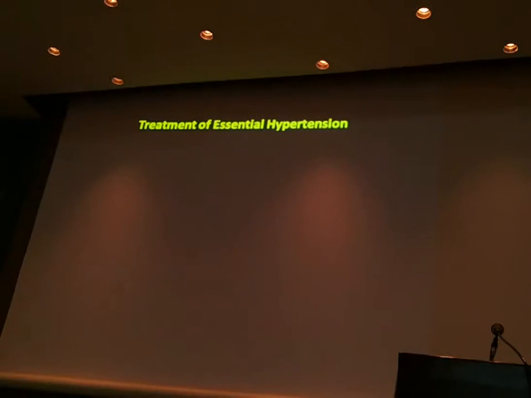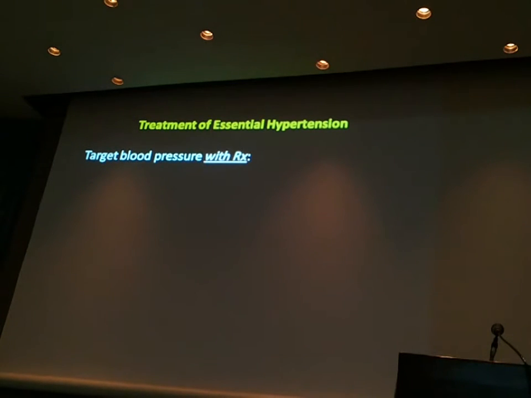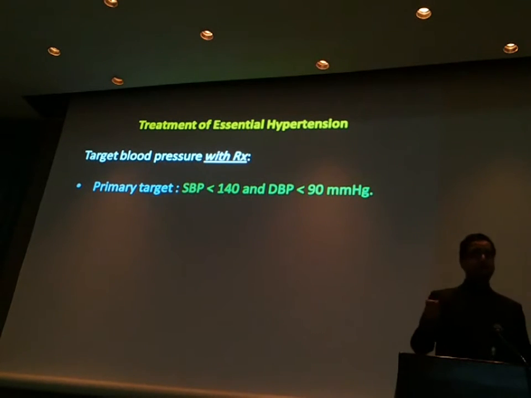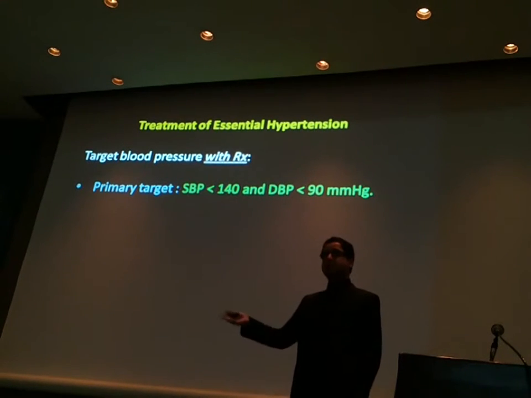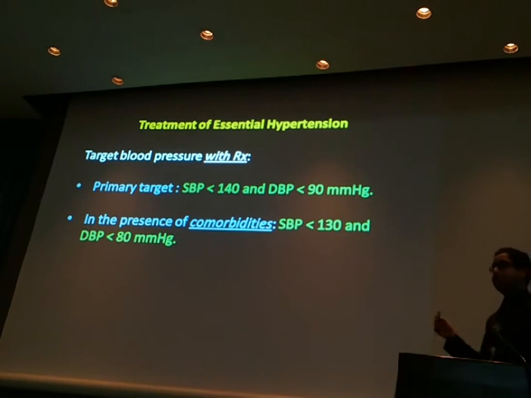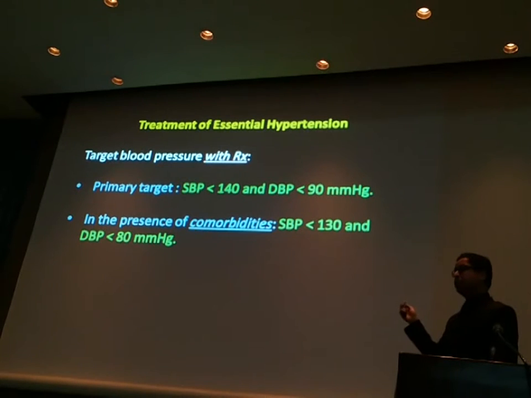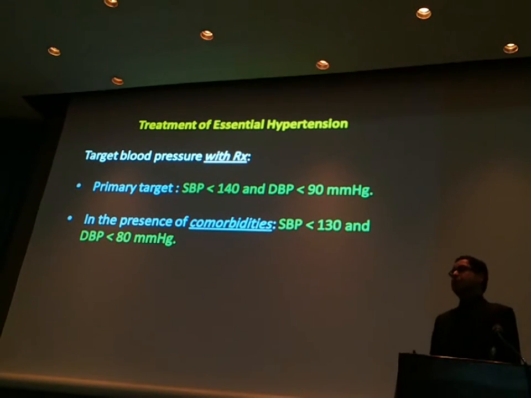Okay? Now, treatment of essential hypertension, as we discussed before: our target blood pressure with treatment should be a systolic of less than 140 and a diastolic of less than 90. So get your patient from stage 1 into at least the pre-hypertension stage. Unless your patient has other comorbidities, particularly diabetes mellitus, then your target should go further down, to a systolic of 130 and a diastolic of 80. And of course, this is a pain. It does not happen 90% of the time, but these are the guidelines.